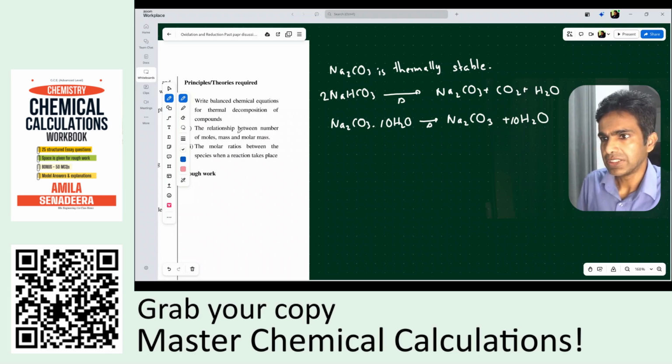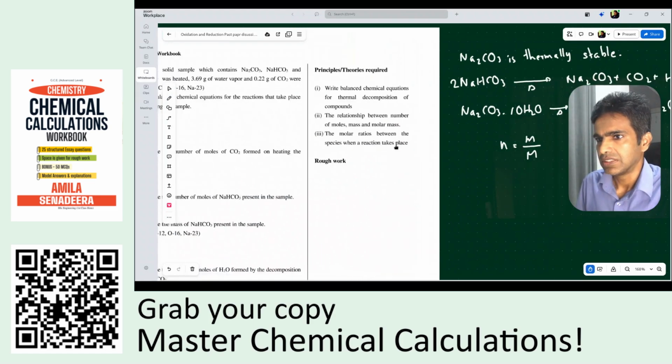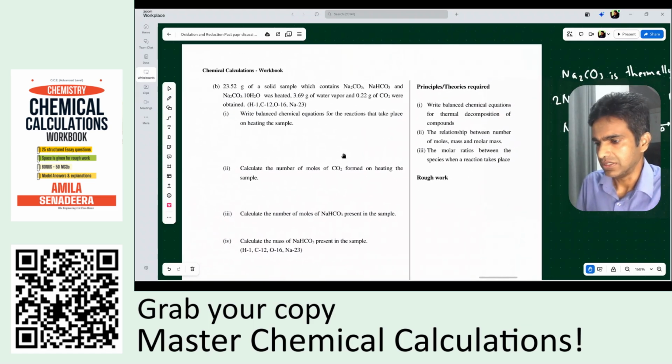Then second one, the relationship between number of moles, mass and molar mass. We know that number of moles is mass over molar mass. The molar ratios between the species when a reaction takes place: when there is a balanced chemical equation, we can write molar ratios according to that balanced chemical equation. So if we know those things, we can write the correct answer to this question. Okay, let's write the answer step by step.